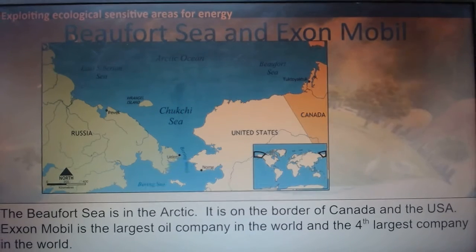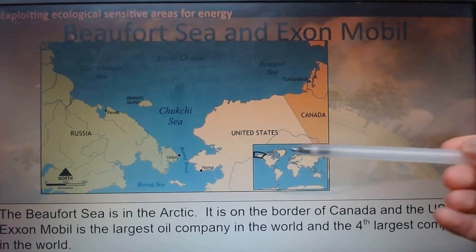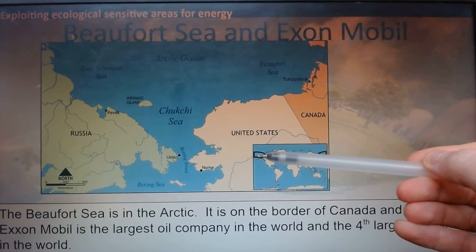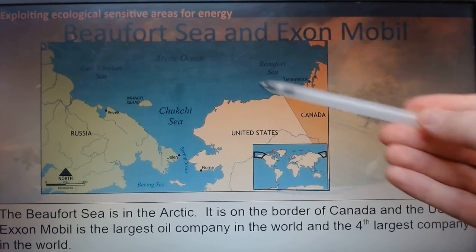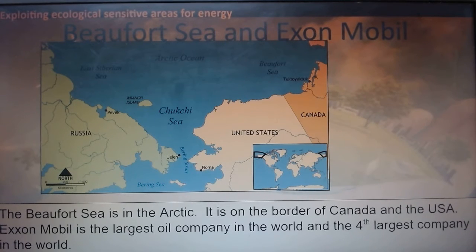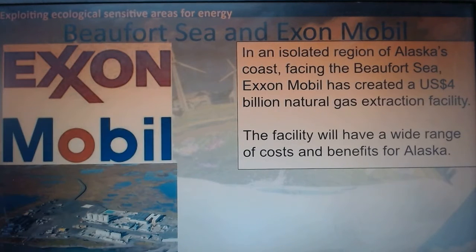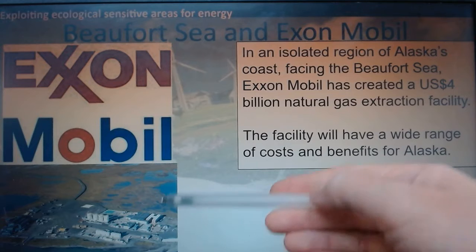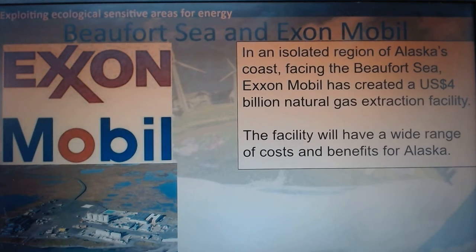Where we're going to look at is a place called the Beaufort Sea. So this is right up here. Here's America, so it's right up by Alaska, where I pointed out the last time. Here's the Beaufort Sea. You got Alaska and Canada. ExxonMobil is the largest oil company in the world, or fourth largest, and it's the people who started drilling for oil. So they built this huge big plant out in the middle of nowhere. You can see in the photo there's nothing going on there. And it's going to have a wide range of benefits and costs for Alaska.